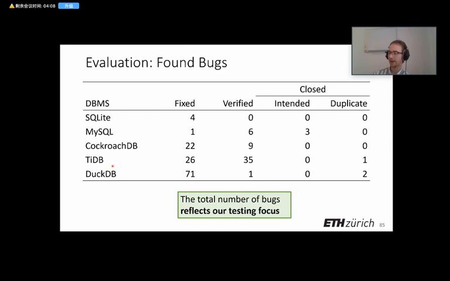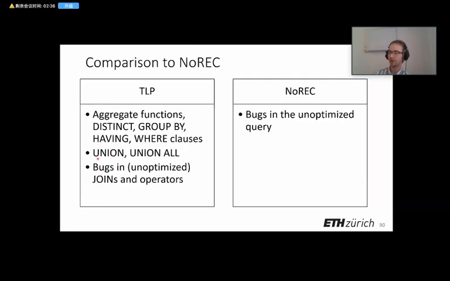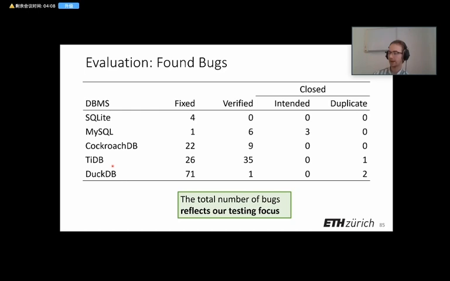Now, how does this new approach compare with the one I showed initially? Well, the new approach allowed us to test additional features such as aggregate functions. Also, it allowed us to find bugs in union and union all, which is used to implement the composition operator. And finally, we could use this approach to find bugs in the unoptimized version of joins and operators. And NoREC, on the other hand, first of all, is probably simpler to implement, but it can also find bugs in the unoptimized version of a query.